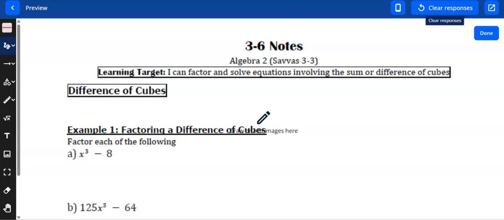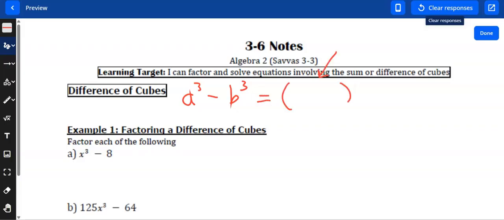All right, so section 3.6 is about some unusual patterns that we need to find with factoring. One of those patterns is called the difference of cubes. That means you have two things that are perfect cubes. We'll just use A and B as an example, and we're subtracting them. So the pattern looks like this.